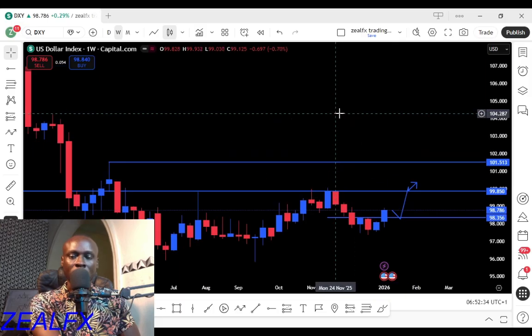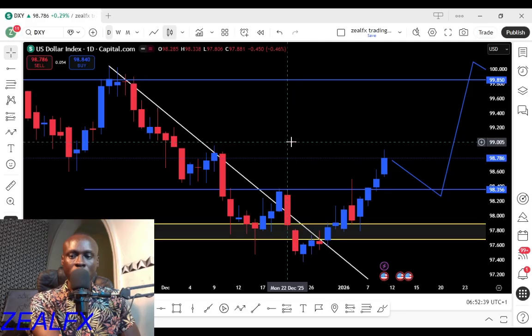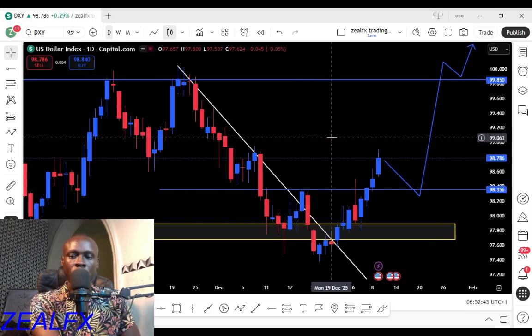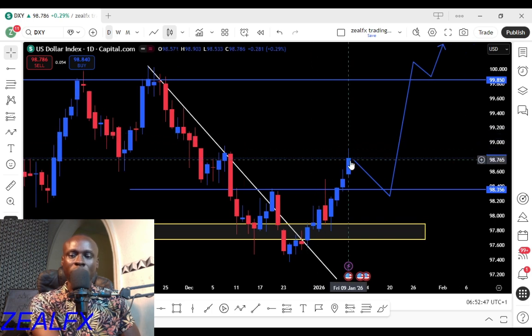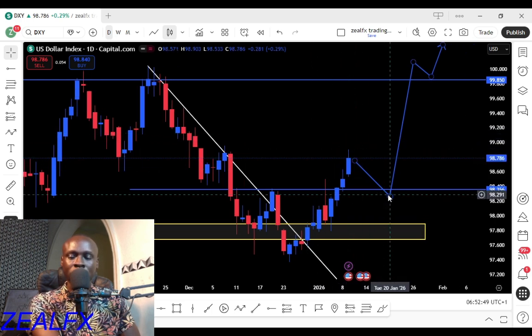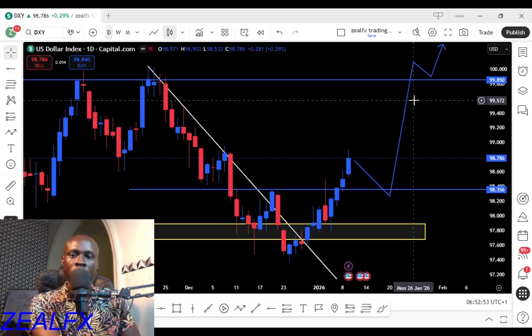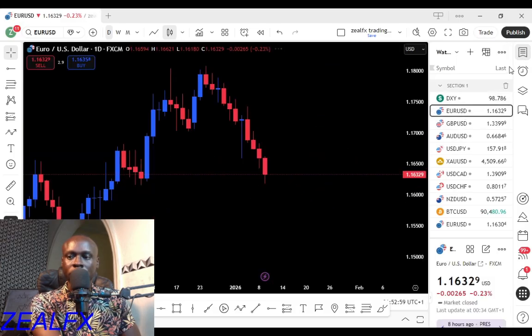So let's go back to our daily chart. On the daily chart now, we confirm that price on the daily chart and also on the weekly are all in line in the same direction. So we wait for price to retest this particular support level, then we start looking for our possible buying opportunity to the top for DSY. So let's look at our next pair, which is the EURUSD.